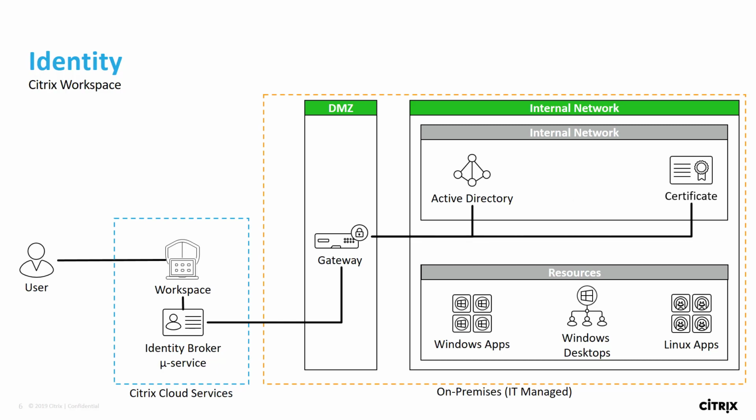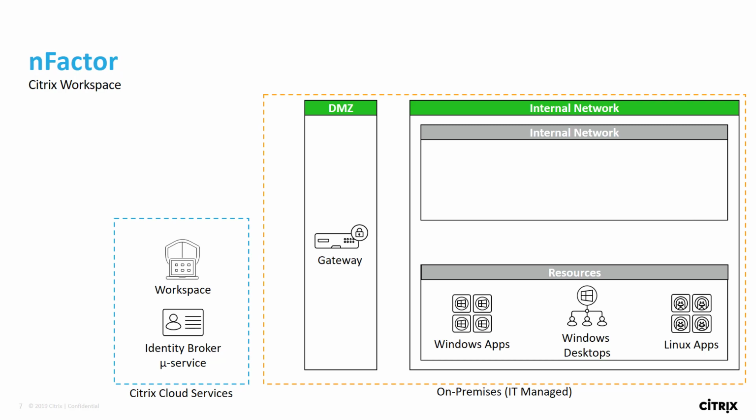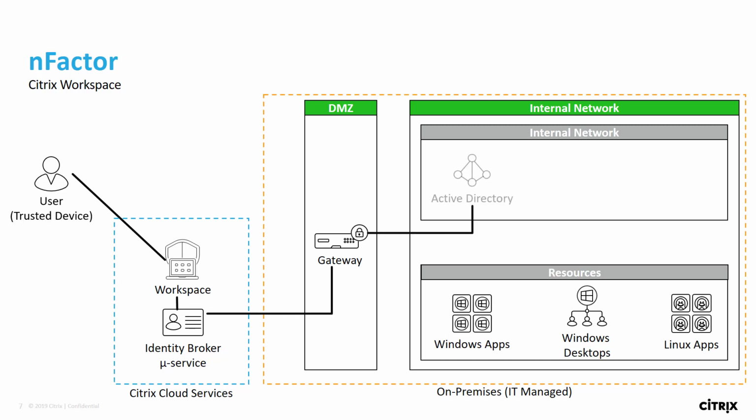We could also utilize N-factor authentication with our on-premises gateway and integrate that with Workspace. In an N-factor deployment, a user on a trusted device accesses Workspace, and the Identity Broker microservice then sends that request to Active Directory plus a certificate. Since it's a trusted device, we have certificates on these devices.